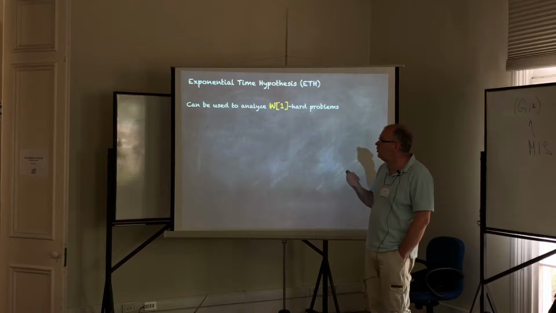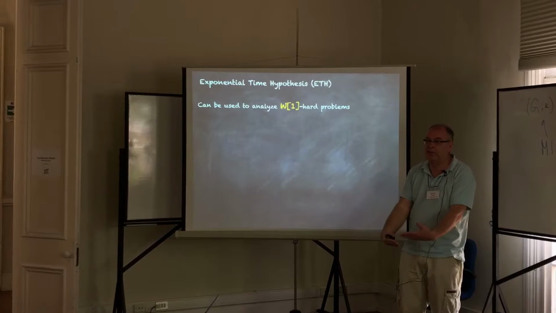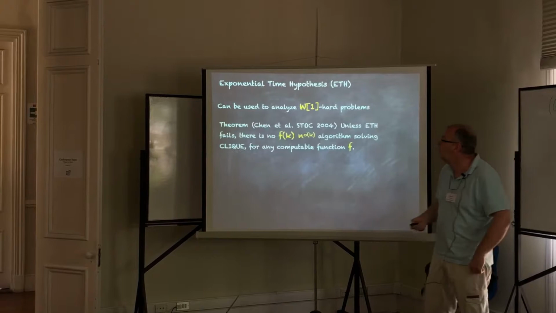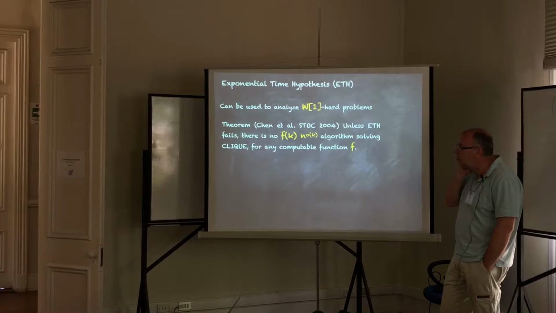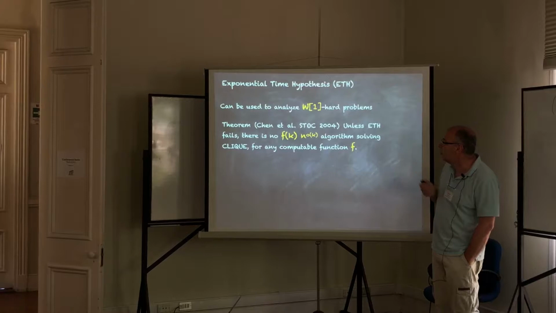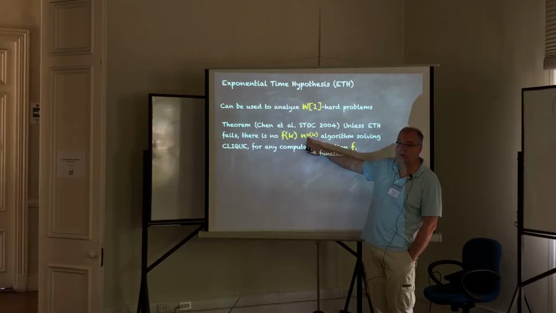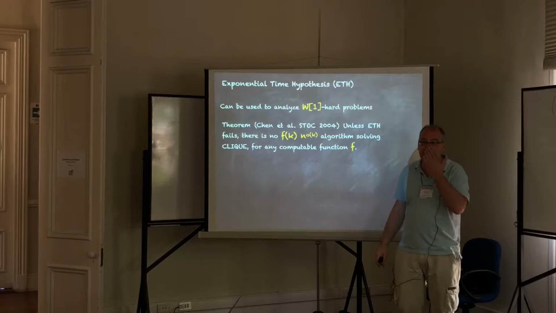But, okay. The other thing for which we can use the exponential time hypothesis is to analyze W[1]-hard problems. This goes beyond FPT, because parameterized complexity just says, okay, W[1]-hard problems are hard, live with that, right? But it's still possible, with some new reductions. For example, it's possible to show that clique cannot be solved in time f of k times n to the power small o of k for any function f, right? So the trivial algorithm n to the power k is again tight here.